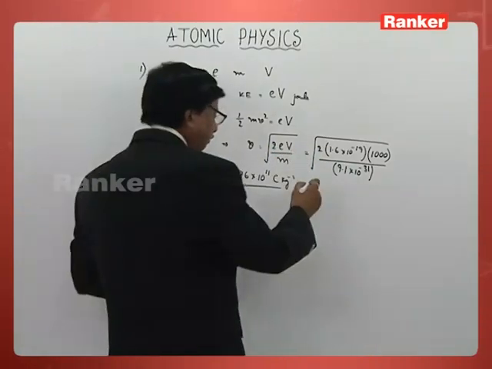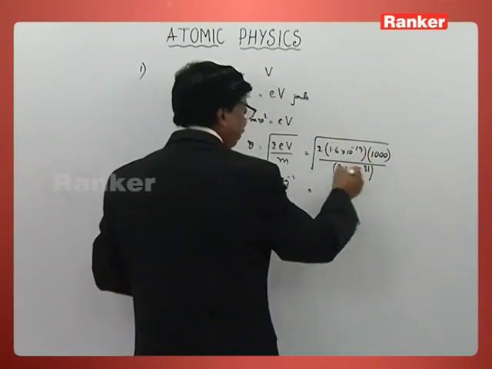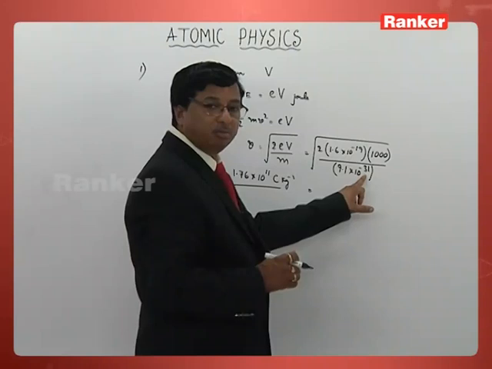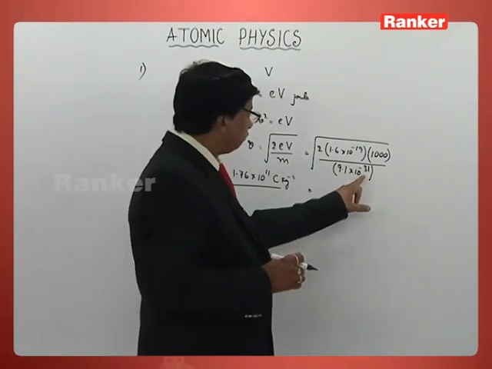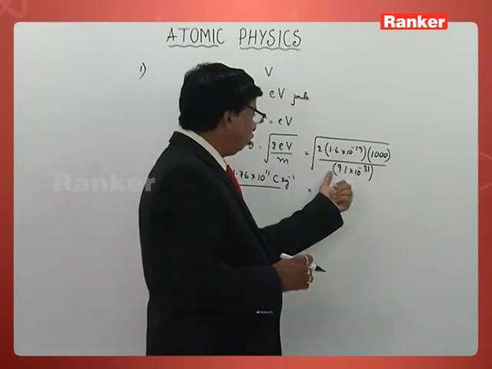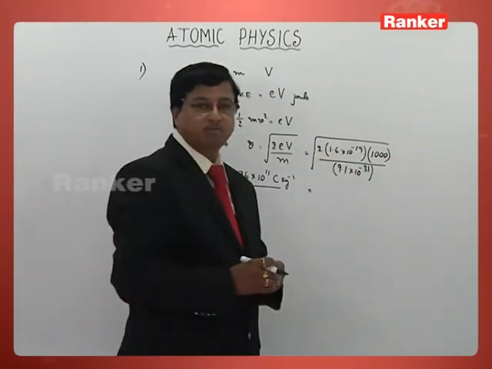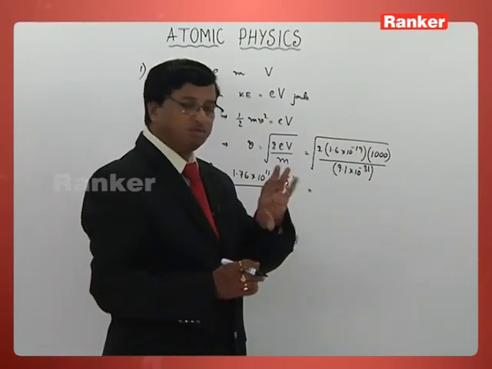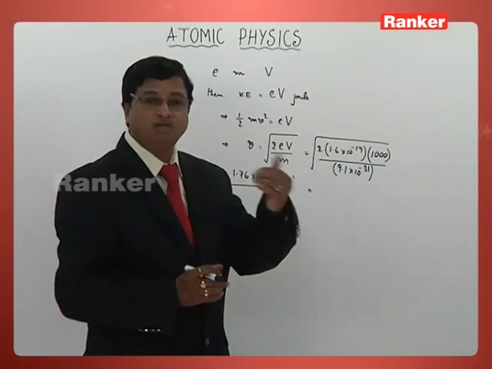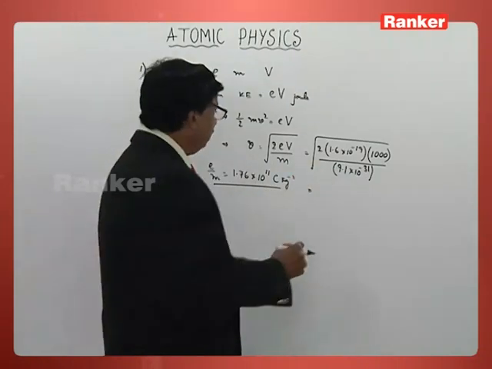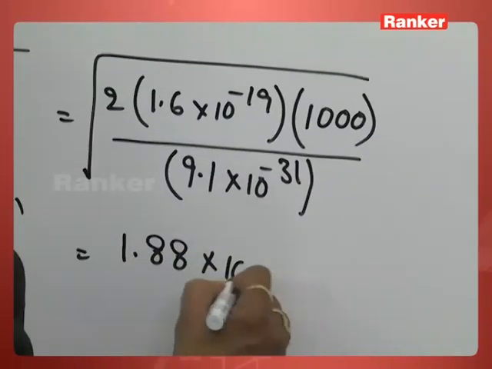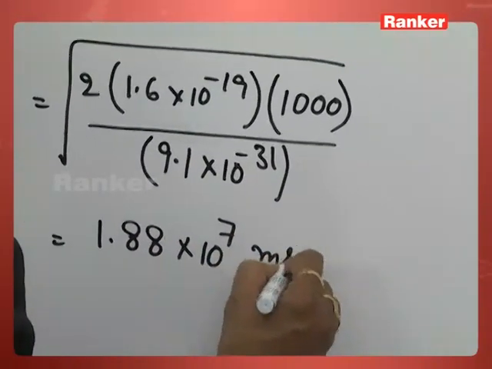Now, when you look at this calculation, the simplification of this one, 10 power minus 9 goes to 10 power minus 12 times here. Minus 12, when it goes up, becomes 10 to the power 15 totally. So 32 by 91 into 10 power 15. You can just simplify that one. Your answer will be some value into 10 power 7. What is that value over here? It's nearly 1.88 into 10 to the power 7 meter per second.